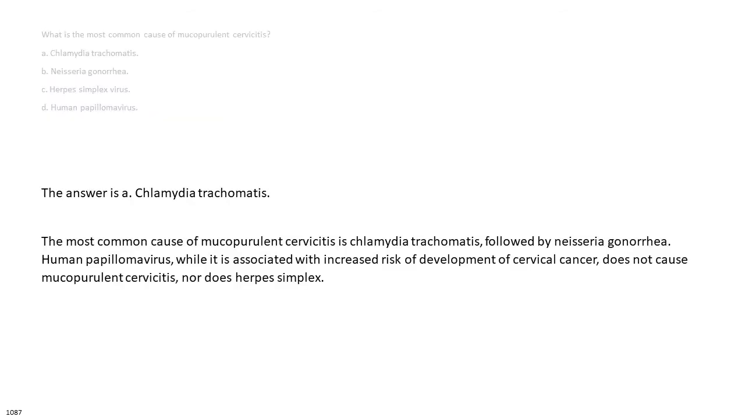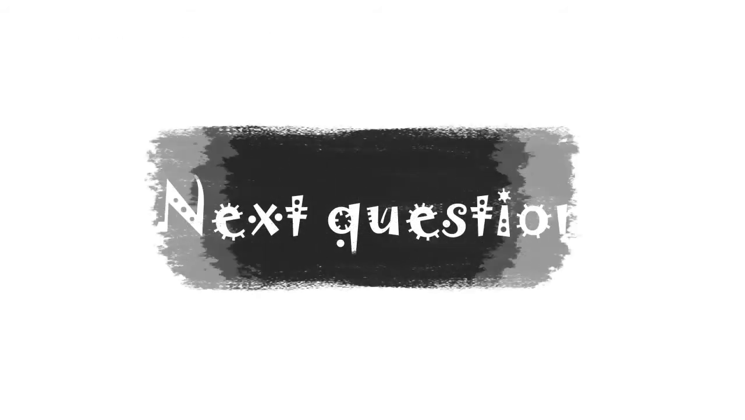The answer is A. Chlamydia trachomatis. The most common cause of mucopurulent cervicitis is Chlamydia trachomatis, followed by Neisseria gonorrhoeae. Human papillomavirus, while it is associated with increased risk of development of cervical cancer, does not cause mucopurulent cervicitis, nor does herpes simplex.